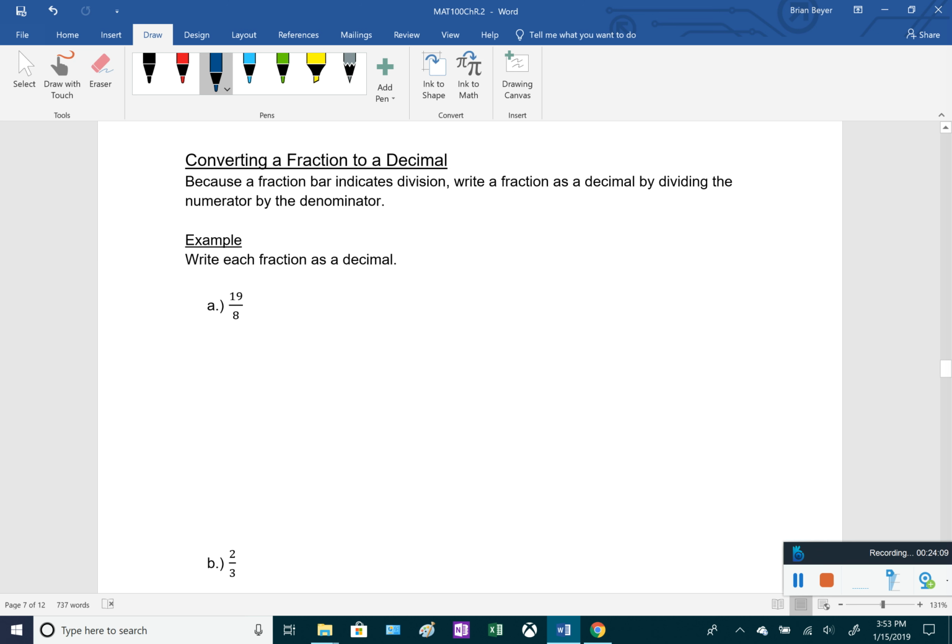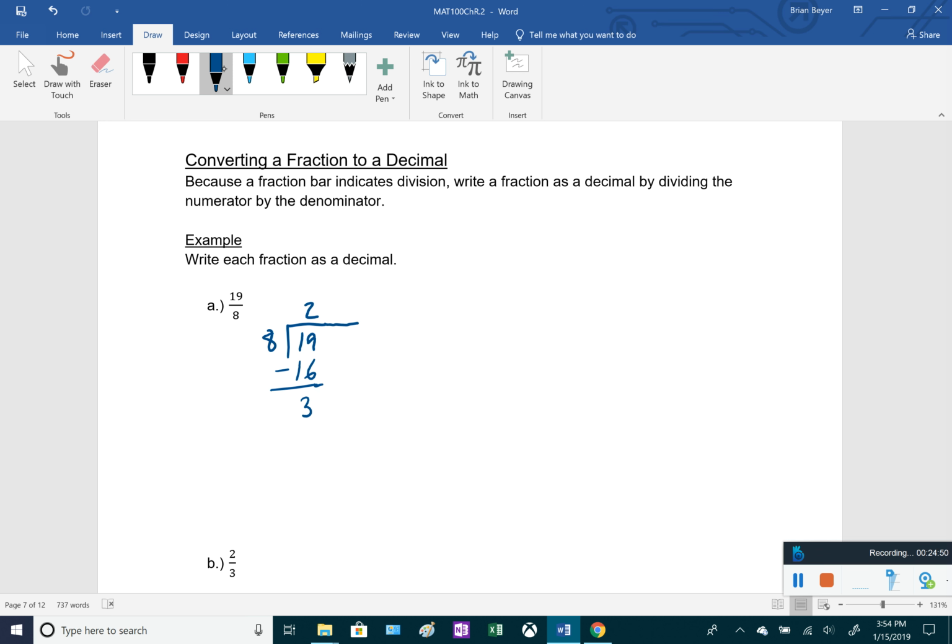So next, we're going to be converting a fraction to a decimal. A fraction is just division. So for this first example, we have 19/8. That's just 19 divided by 8. To go from a fraction to a decimal, we're simply just going to divide. So let's write 19 over 8 as a decimal. We can rewrite that as 19 divided by 8. 8 goes into 19 2 times evenly. 8 times 2 is 16. Subtract, we get 3.